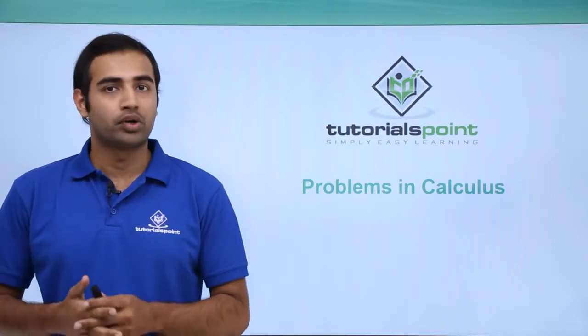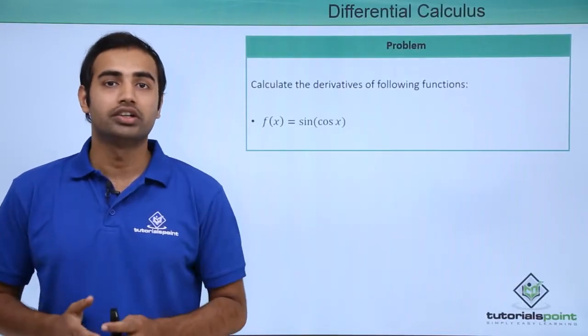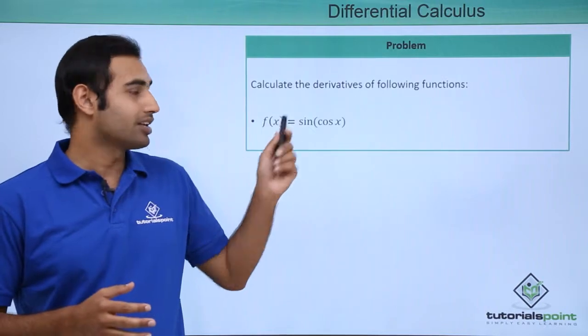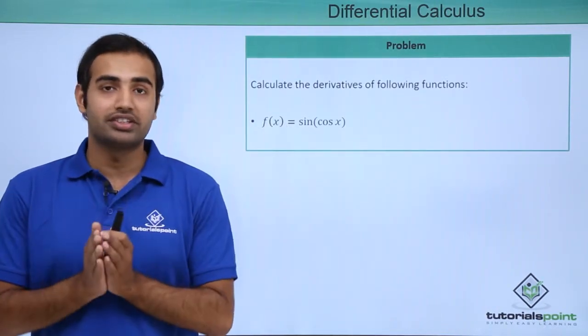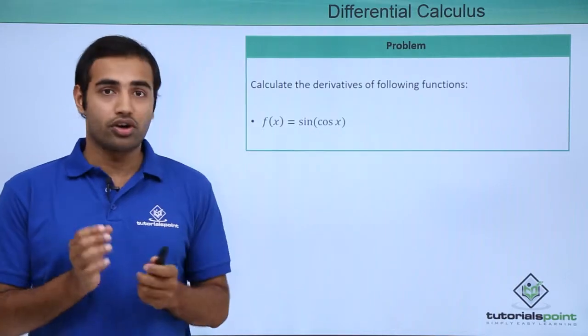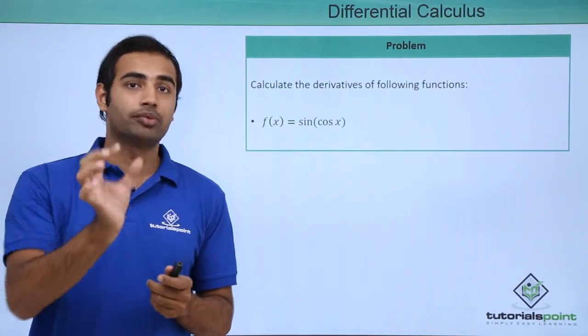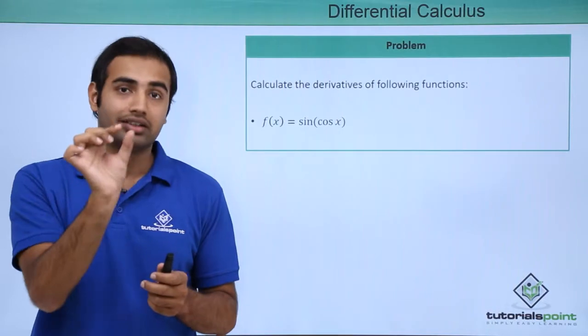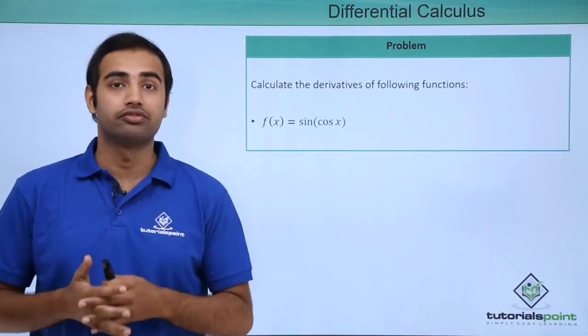Let's talk about some more problems in calculus today. Over here we have a function which is sine of cos x. We have to differentiate this function with respect to x. Now over here you can see cos x is present in the argument of sine. It is inside the place where the angle must be written for sine.